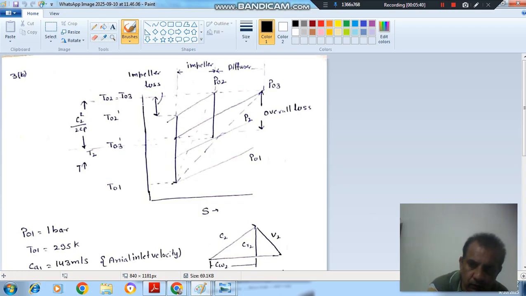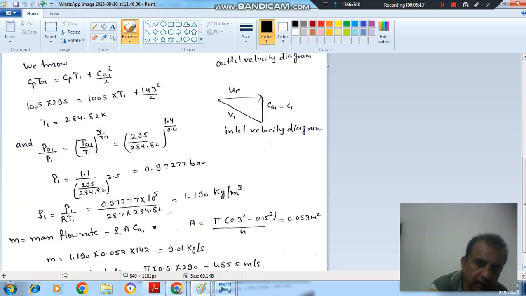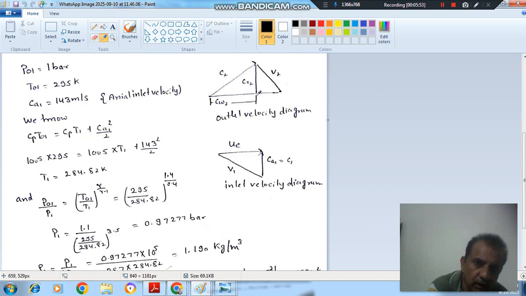Now there are two velocity diagrams. One is the inlet velocity diagram, and the other one is your outlet velocity diagram. At inlet there is no whirl, so C1 means actual velocity is equal to axial velocity, and this is the blade velocity, and this is the relative velocity. And at outlet, this is your tangential component, this is your radial component, this is the absolute velocity, and this is your relative velocity.